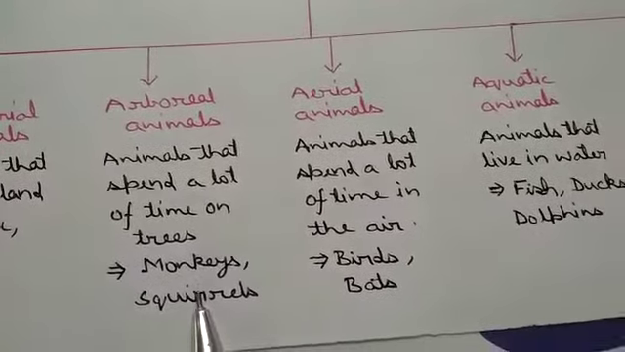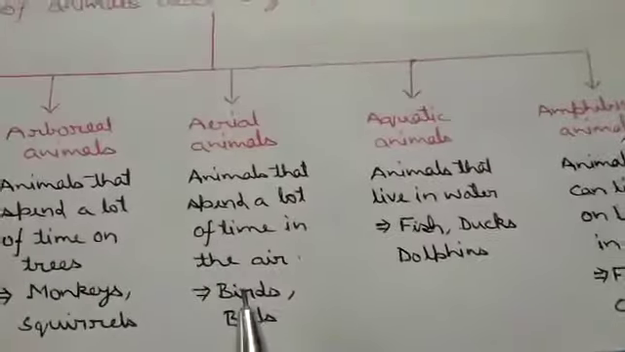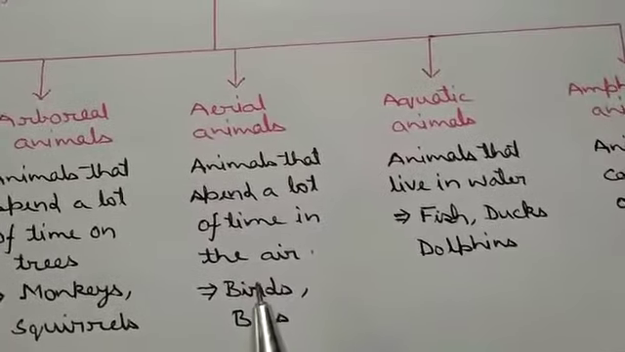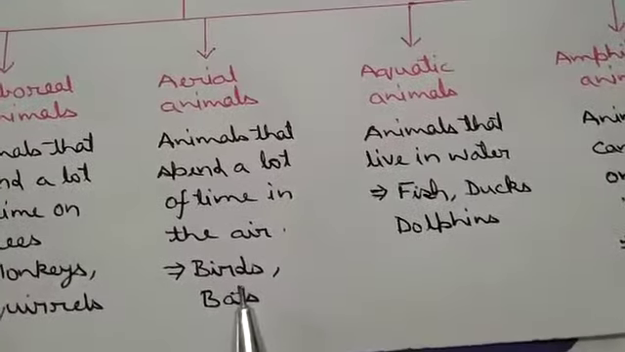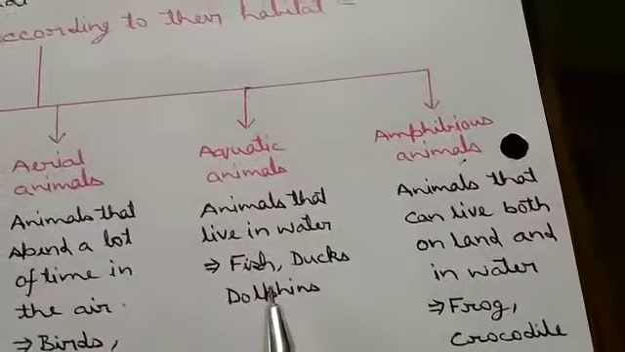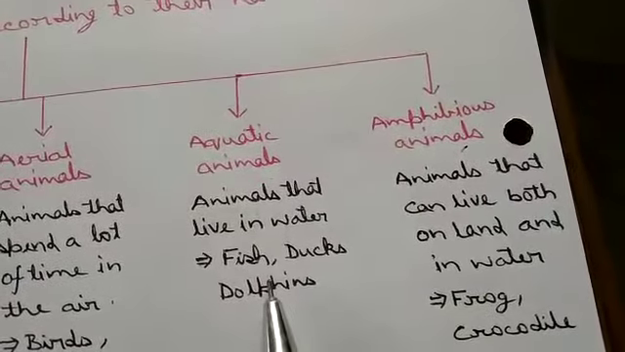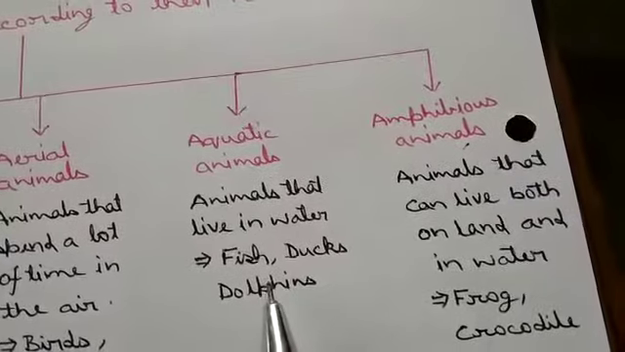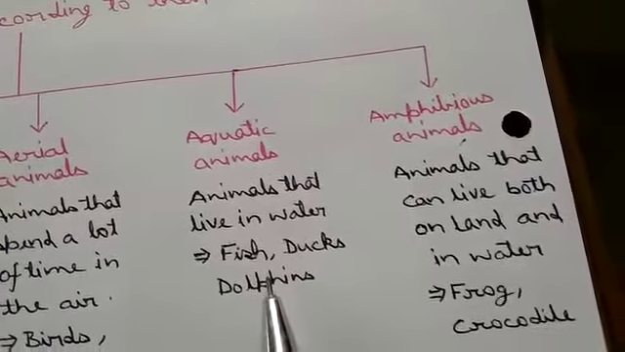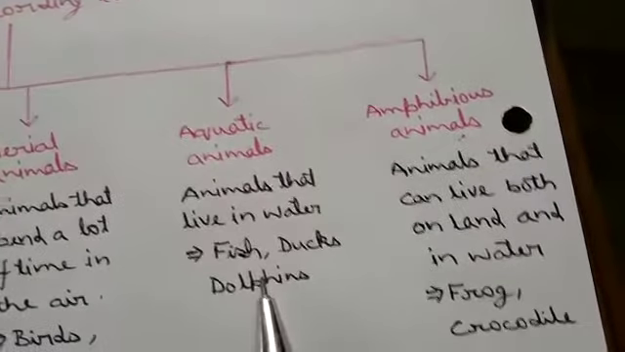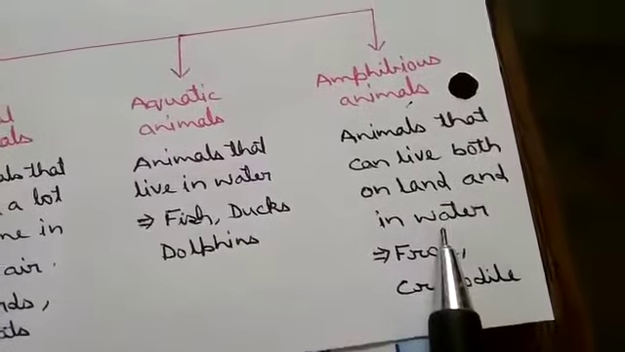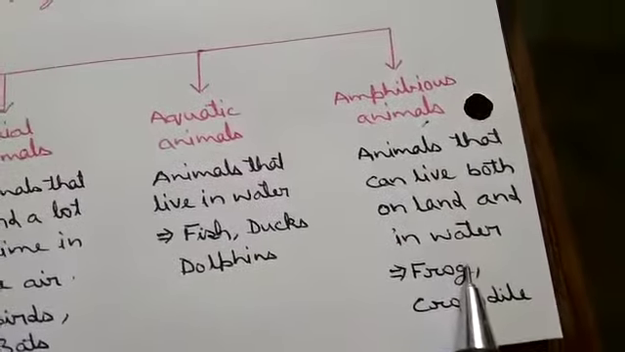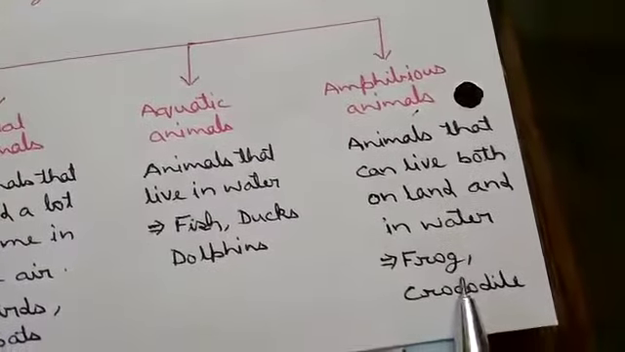Example, monkeys and squirrels. Third one is aerial animals. Animals that spend a lot of time in the air are called aerial animals. Example, birds and bats. Next one is aquatic animals. Animals that live in water are called aquatic animals. Example, fishes, ducks, dolphins, whales, etc. And last one is amphibious animals. Animals that can live both on land and water are called amphibious animals. Example, frog and crocodile.